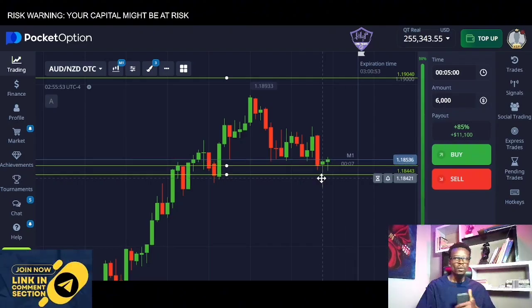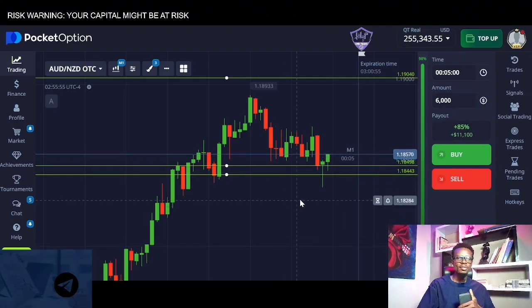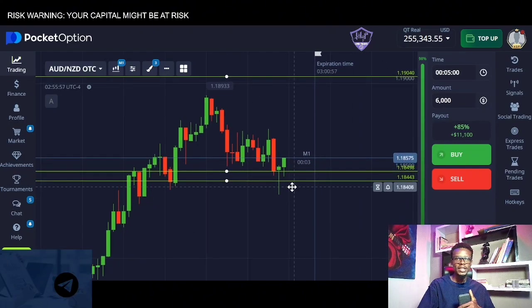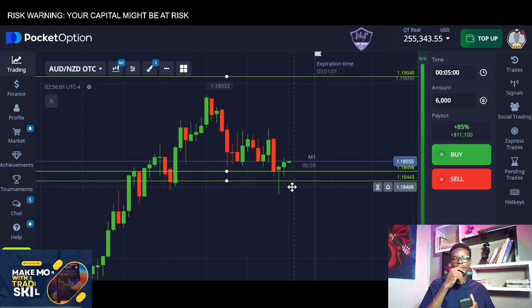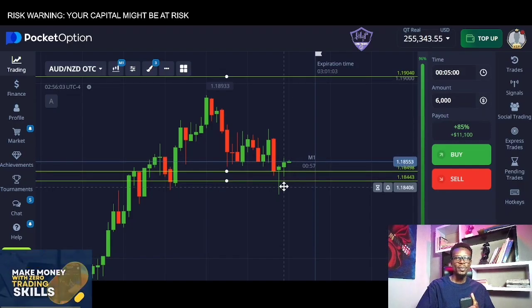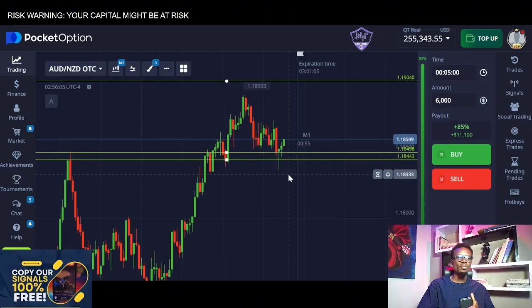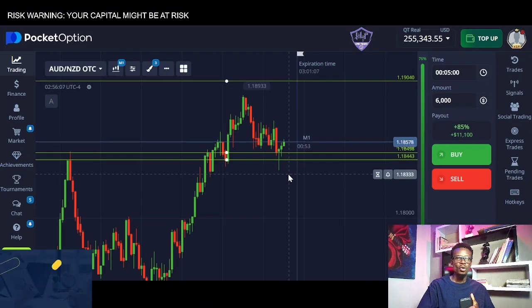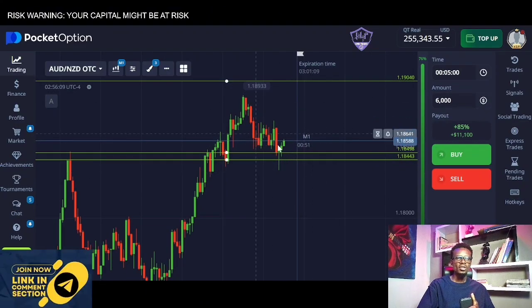So let us keep waiting. All right, guys. So price has broken below the level, but price didn't close. All right. So we are looking at another type of setup now, because what price is doing now is a little bit different from what we wanted it to do, but it's also looking good.